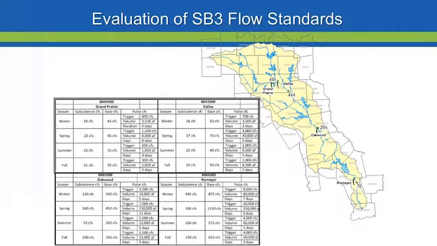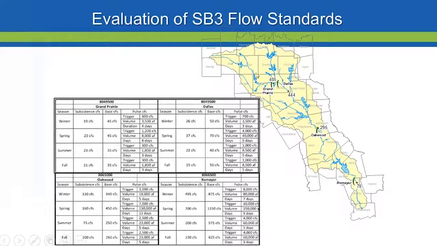So these are the flow standards. I know it looks like a bingo card, but work with me here a little bit. The subsistence flows at Grand Prairie are 19 CFS. What that means is in the winter, the subsistence flow is 19, the base flow is 45, and we expect a pulse of 300 CFS to come through. So what this is basically saying is we need a regime, not just a single number. We need a range of flows, a legislatively mandated range of flows for what can create a sound ecological environment.